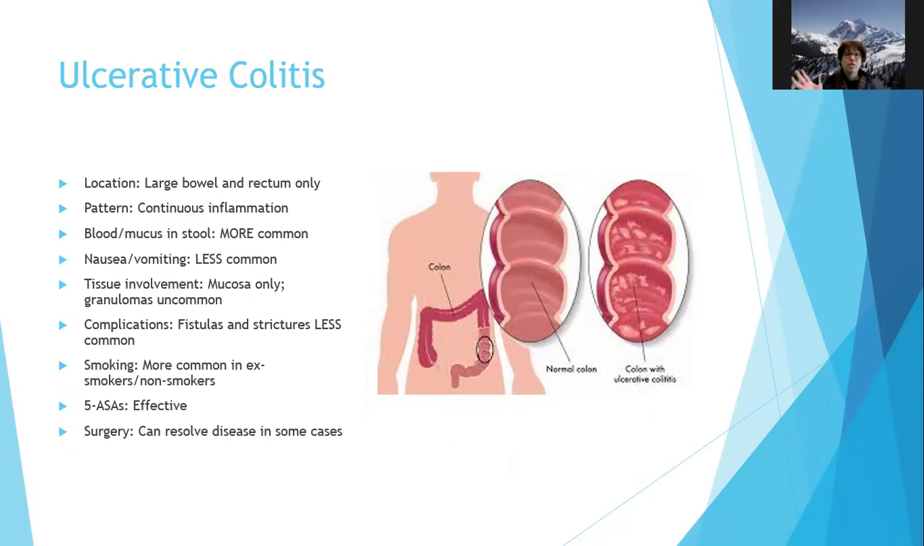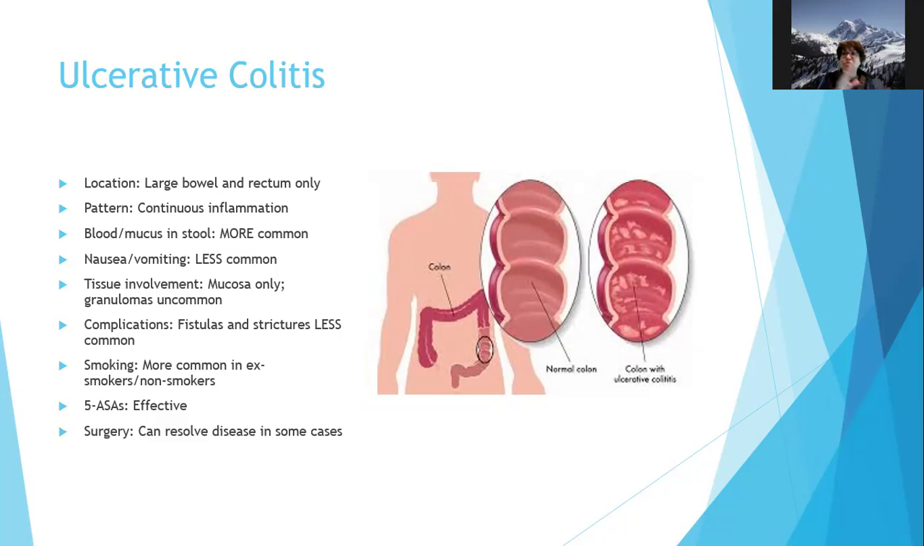It's usually the large bowel and the rectum only, not the small intestine. Continuous inflammation, blood and mucus in the stool is more common than with Crohn's. Nausea and vomiting is less common than with Crohn's. And it involves the mucosa only, not the underlying muscle. And granulomas are not uncommon.